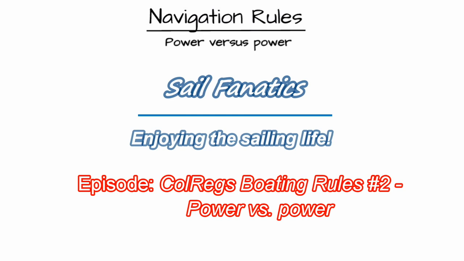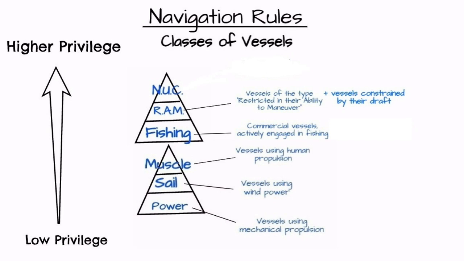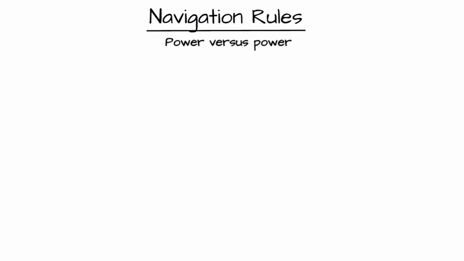This video is part 2 of our introduction to the International Collision Regulations, known as COLREGs. The video will cover the rules regarding the operation of power boats versus other power boats. If you've watched the overview for this series, you know that power boats are at the bottom of the privilege chain of vessel classes and must give way to all other classes of vessels. So let's look at the boat navigation rules as they relate to power versus power vessels. We'll look at these rules in terms of a number of different circumstances.